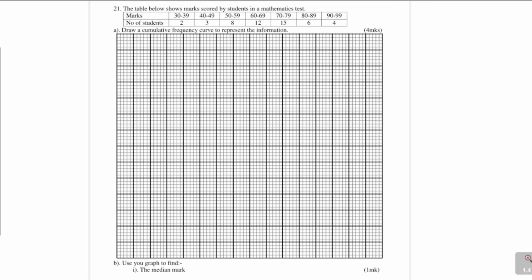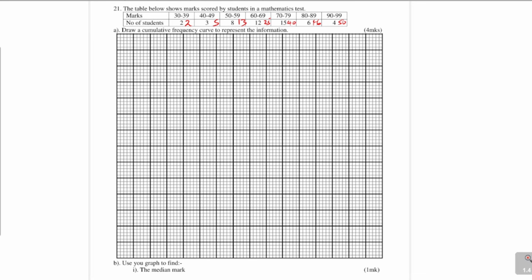So we need to identify first the cumulative frequency. I'll write them here. The first cumulative frequency is 2. Then 2 plus 3, you get 5. 5 plus 8, you get 13. 13 plus 12, you get 25. Then 25 plus 15, you get 40. 40 plus 6, you get 46. And then 46 plus 4, you get 50. So in all the classes, you have the cumulative frequency there.